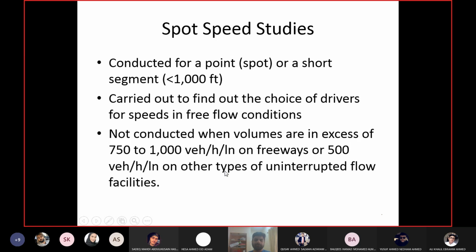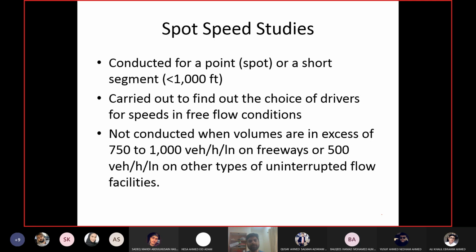Spot speed means speed which is measured over a point or a spot. If you have a speed gun or a speed camera or speed radar, then measuring the speed over a point is not a problem. So spot speed studies by default should be done with speed measuring equipment. But if you don't have it and want to do it with a stopwatch, then you should select a very short segment, and the speed measured on that segment can be considered as spot speed. How short should the segment be? It should be less than 1000 feet.